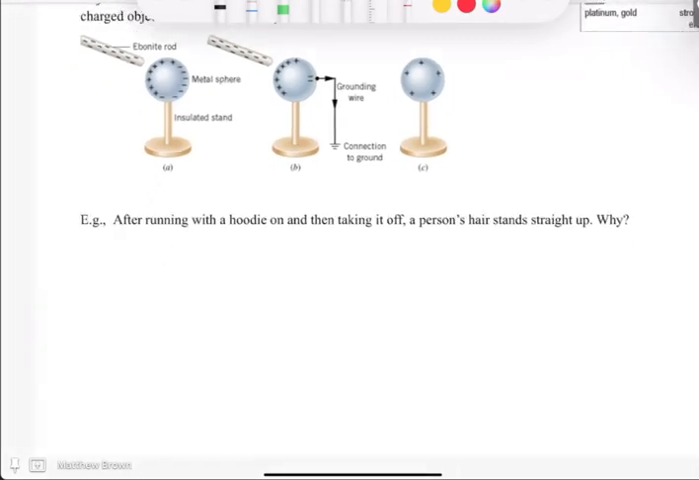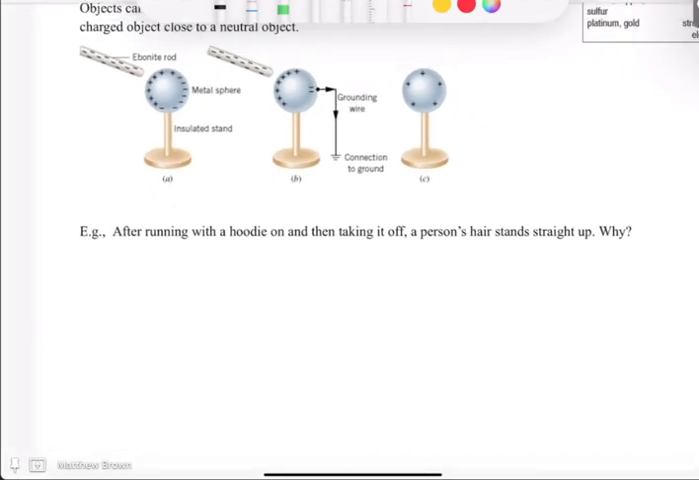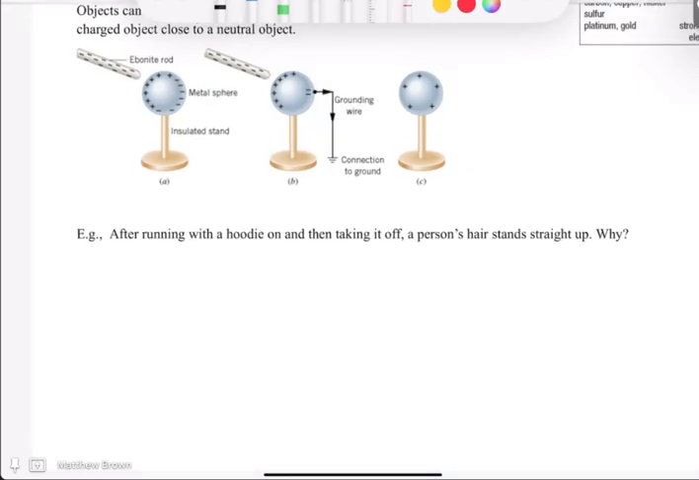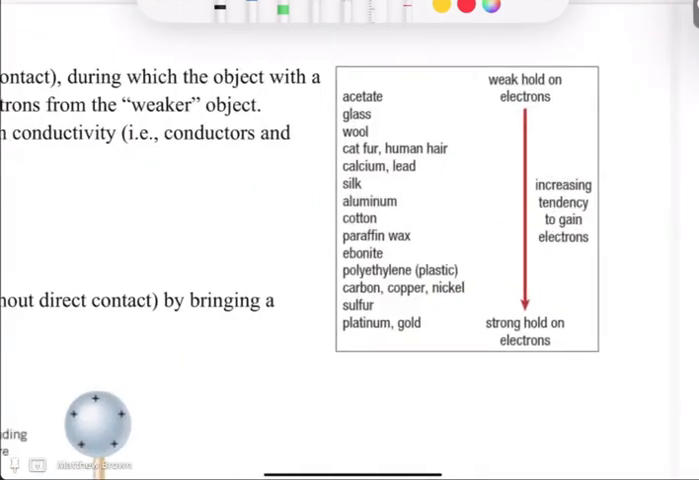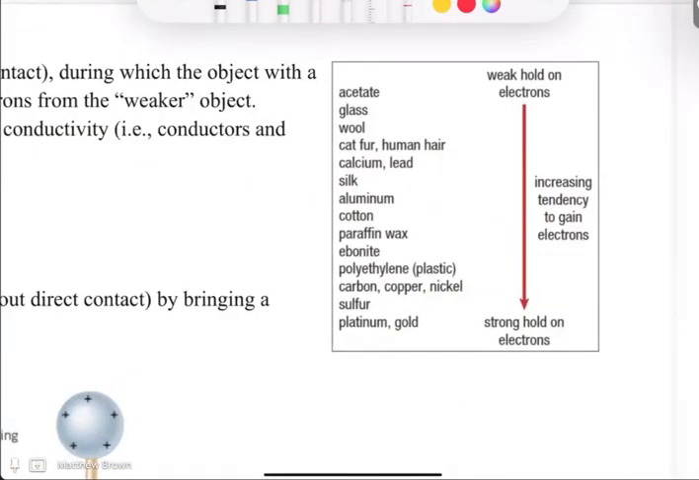All right, here's a question taken right from grade 9 science when we last studied this. After running with a hoodie on and taking it off, a person's hair stands straight up. Why is this? There's really two things happening here. First is, when the hoodie's up, right, you can go, I don't ever remember much of this electrostatic series.